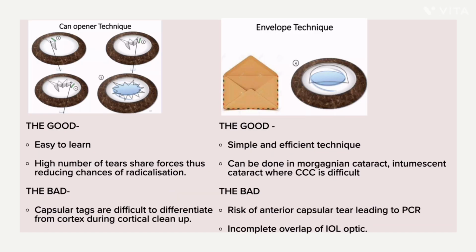Now coming to two alternative capsulotomy techniques, which are the can opener and envelope techniques. Can opener technique is easy to learn and perform. Multiple small tears distribute forces and reduce the risk of radial extensions. However, it creates irregular capsular tags, making cortical cleanup difficult. The envelope technique is simple and efficient, especially useful in mature intumescent cataracts where CCC is difficult, but it carries a risk of anterior capsule tear and possible PC rupture, and may also result in incomplete IOL optic overlap. Overall, both are useful alternatives when CCC is not feasible.